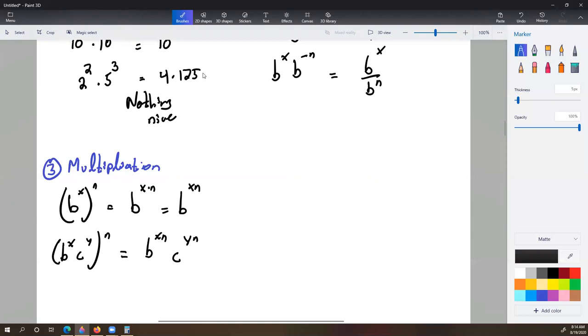Now, this does not work if they're added together. So if I had the same thing with an addition sign in there, that is not going to be equal to the same thing.